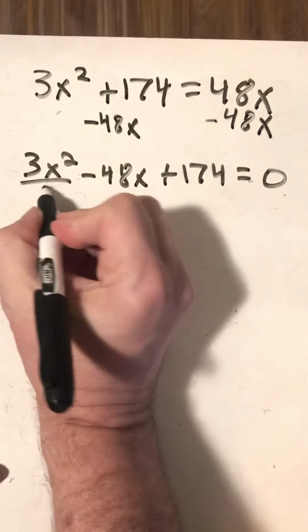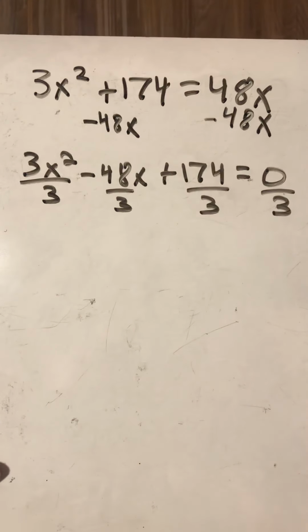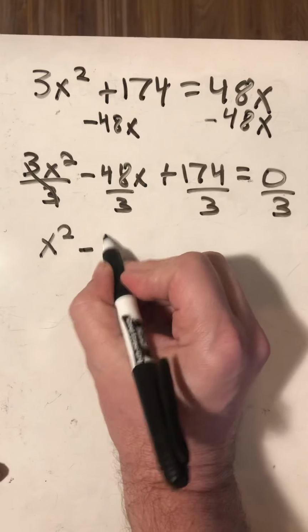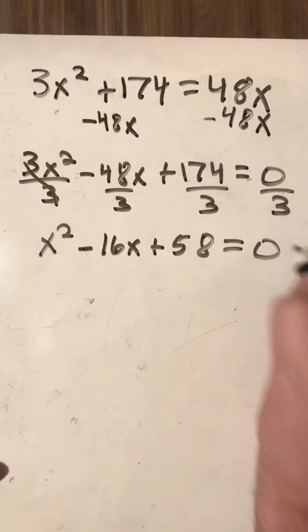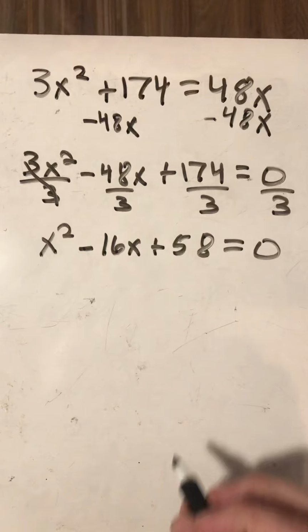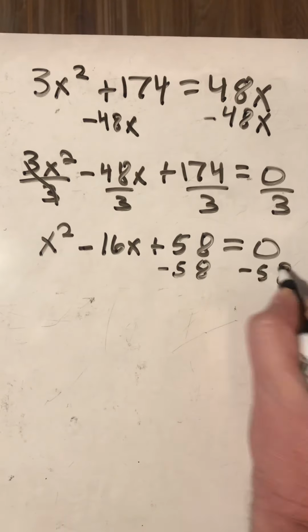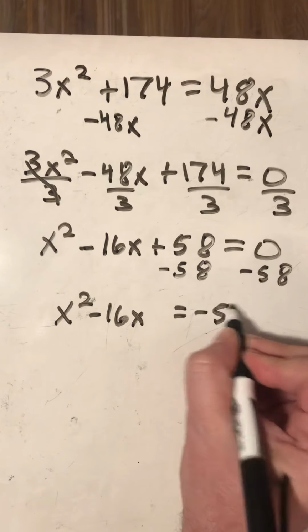So I'm going to go ahead and divide everything by 3, okay? So when you divide everything by 3, you're going to get x squared minus 16x plus 58 equals 0. All right? So, again, if I look at this, it's not a perfect square trinomial. So I need to finish the process of completing my square. I'm going to subtract 58 from both sides. That's going to give me x squared minus 16x equals negative 58.